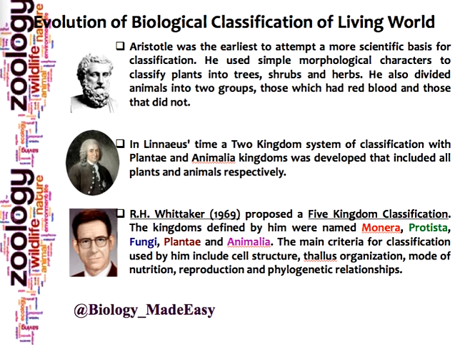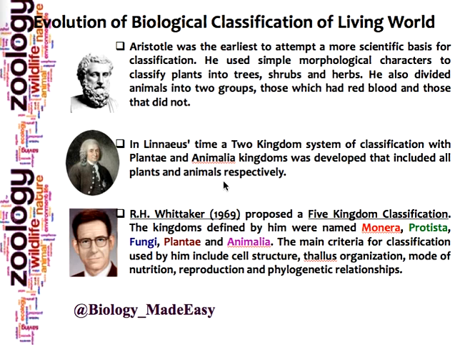1980. Aristotle was one of the earliest to attempt a more scientific basis for classification. So basically he simply classified plants into trees, shrubs and herbs and divided animals into two groups, with RBC and without RBC. And then in the period of Linnaeus, he proposed a more scientific classification scheme. That's a two kingdom system. So one kingdom is Plantae and another is Animalia.